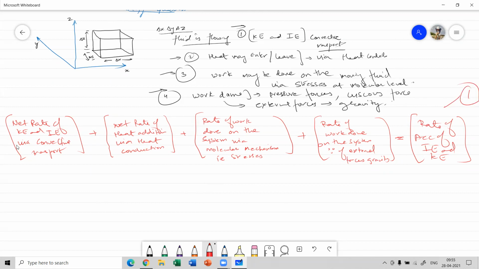Now let's talk about all these energies one by one. Number 1, when we say kinetic energy, by kinetic energy we mean the energy because of the observable motion of the fluid.